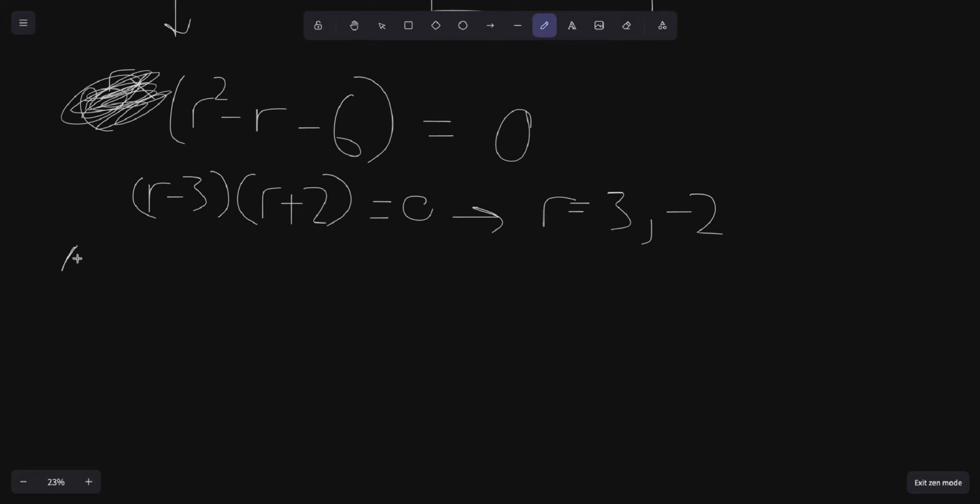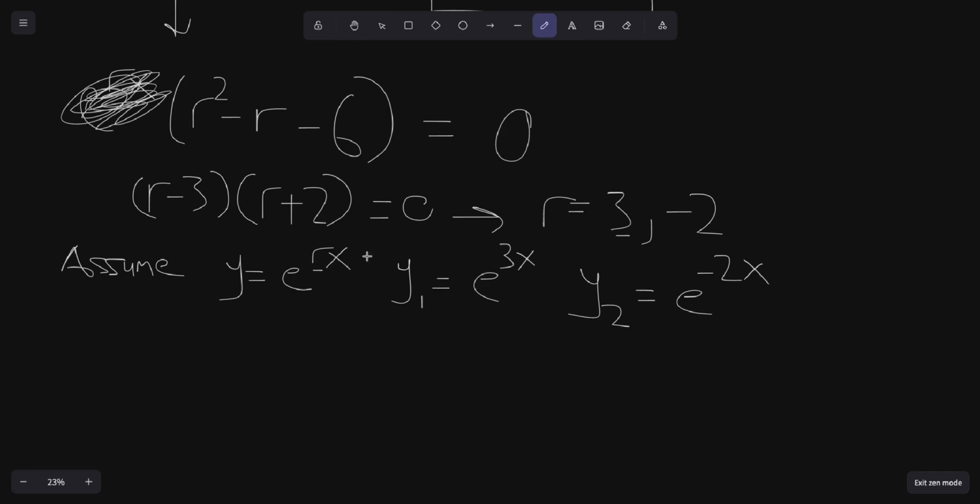Now, what do we say? We said that we assumed that the solution to this equation is going to be in the form of y is equal to e to the rx, right? Remember, that's originally where we came from. And so now that we solve for r, all we have to do is just plug that into our equation. So we have two solutions, right? I'm just going to call this y1 is equal to e to the 3x, right? Because 3, just substitute it in here. And y2 is equal to e to the -2x, right? Because you just plug in -2 in for r. Okay.